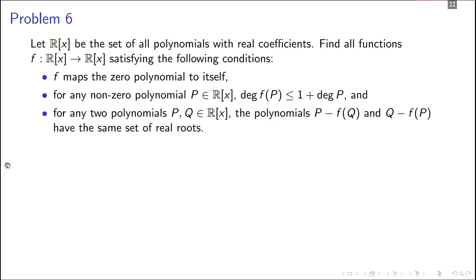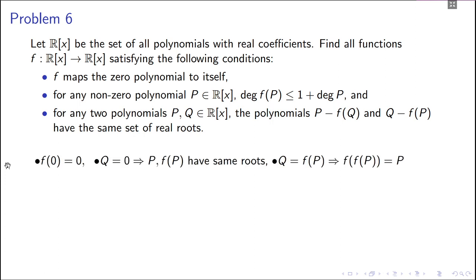So what you do is you start off with some small things. Of course, it's given f of 0 is 0. Here you put, and then you start playing with this relation. Let's say q equal to 0. Then what do you get? This is 0, this is 0. And then it means that p and minus f of p have the same roots, which basically means p and f of p have the same roots. So this is already a new insight that you have found about this function: when it maps the polynomials, it maps them in such a way that they have the same roots.